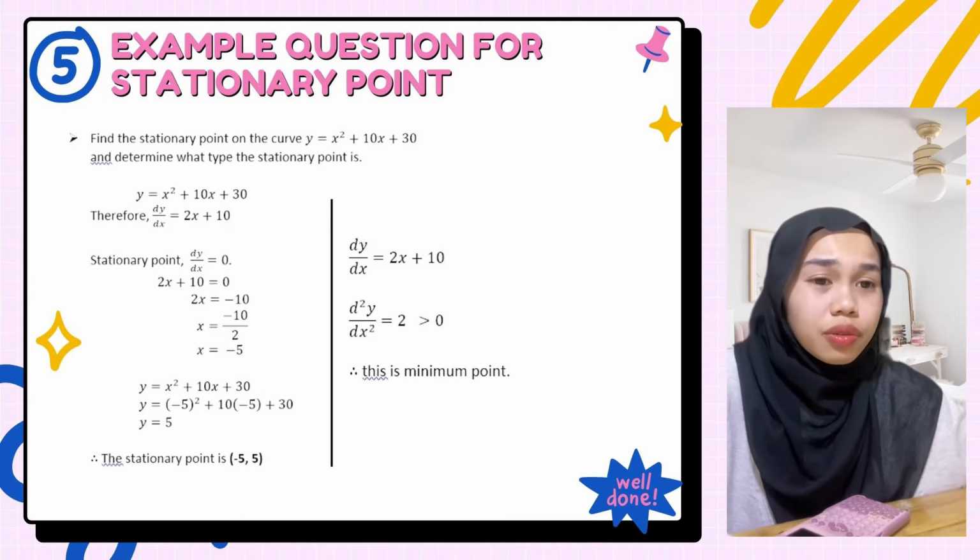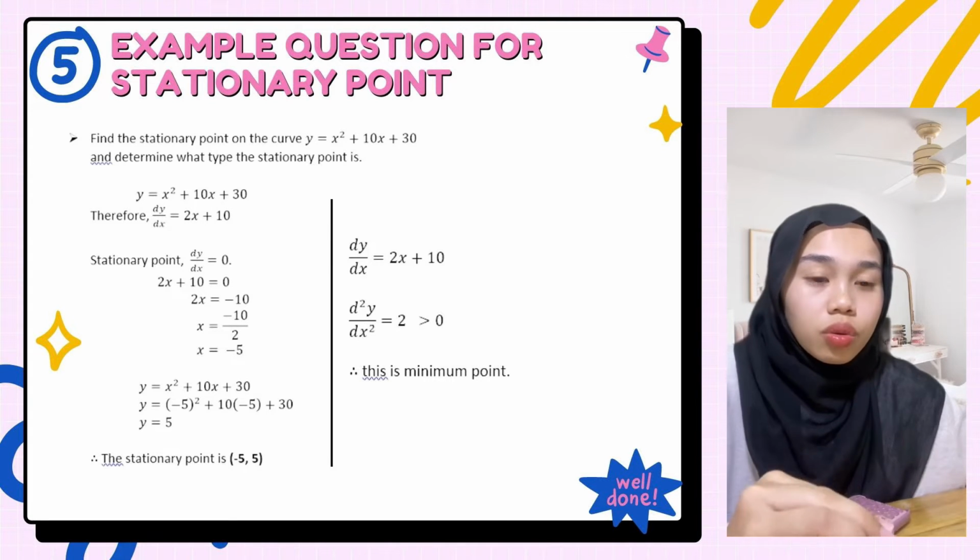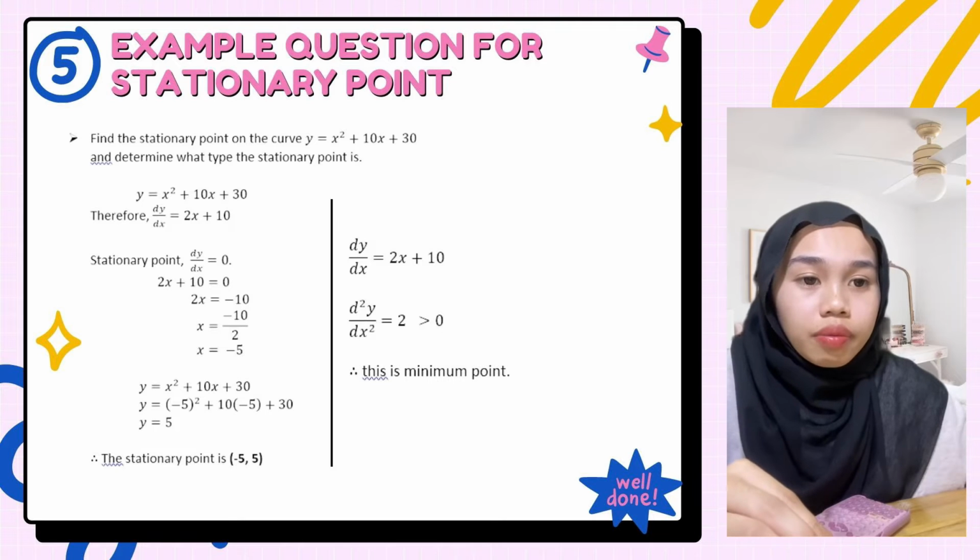Next we need to determine what type the stationary point is. So here we need to do the second order derivative. So dy over dx is equal to 2x plus 10, so d squared y over dx squared is equal to 2. We know that 2 is more than 0, so that means this stationary point is a minimum point.